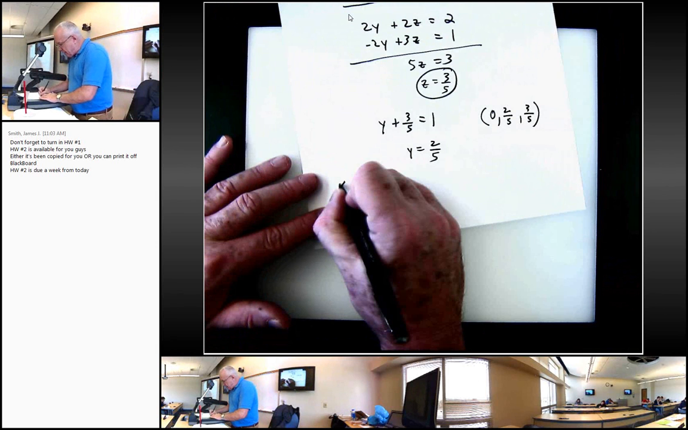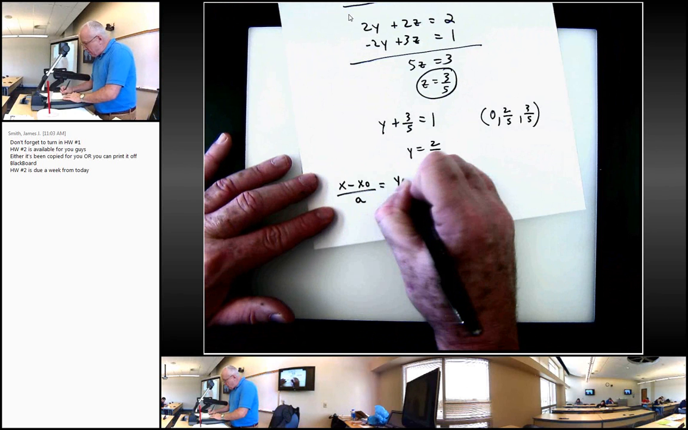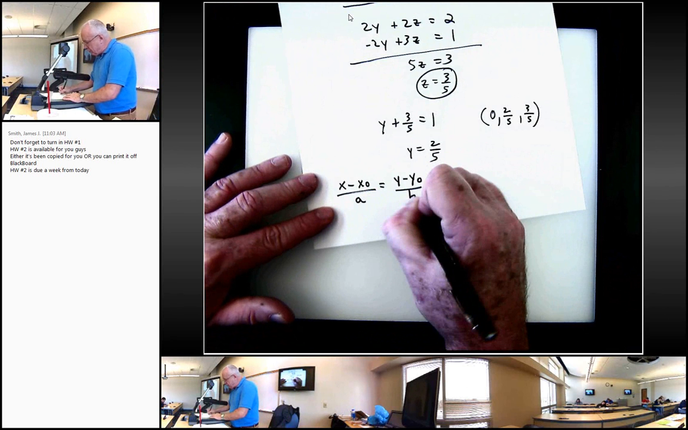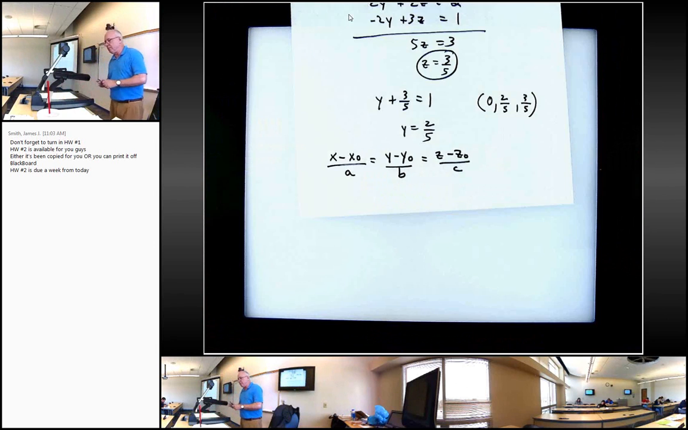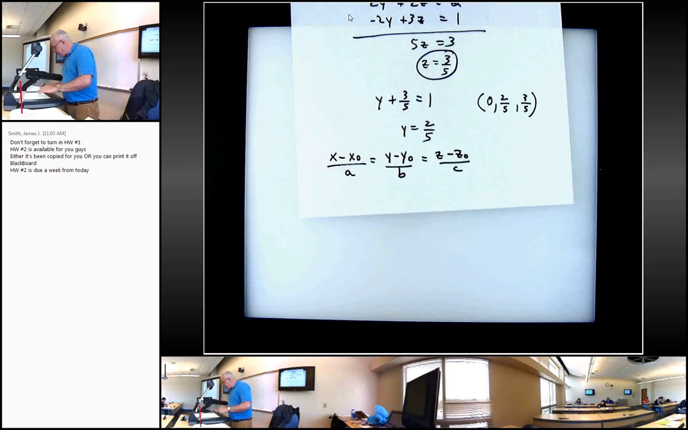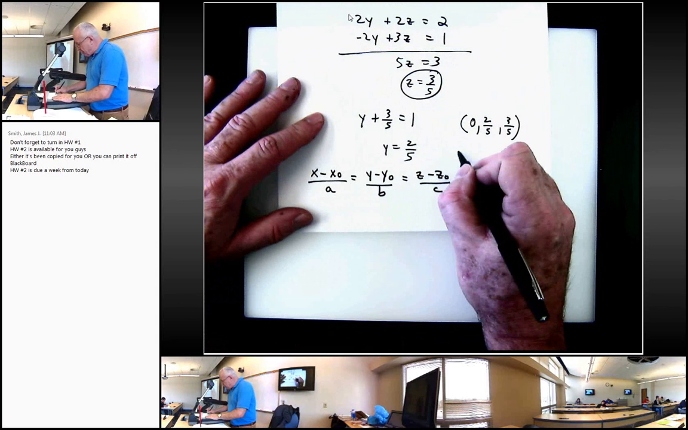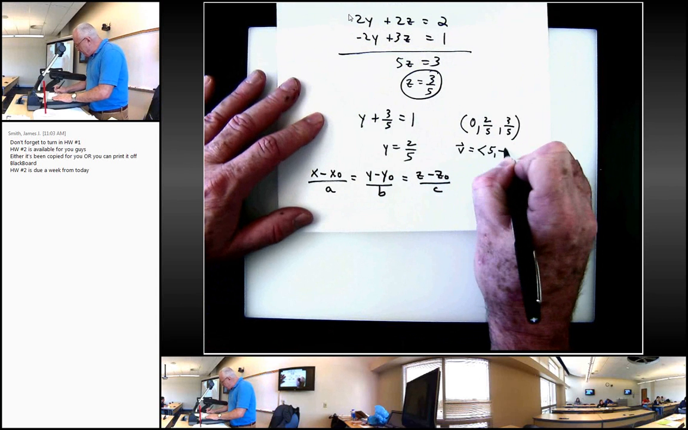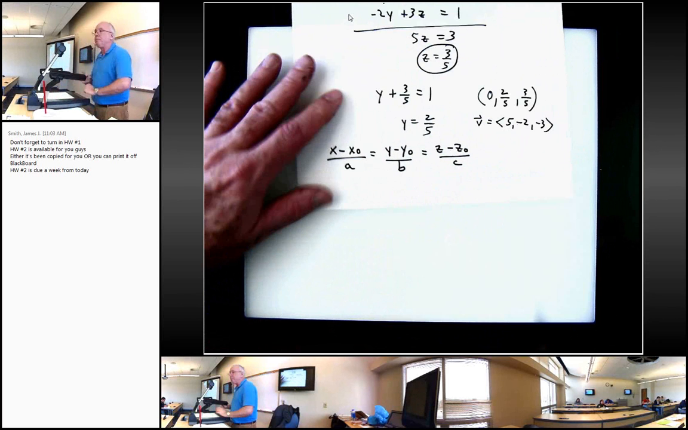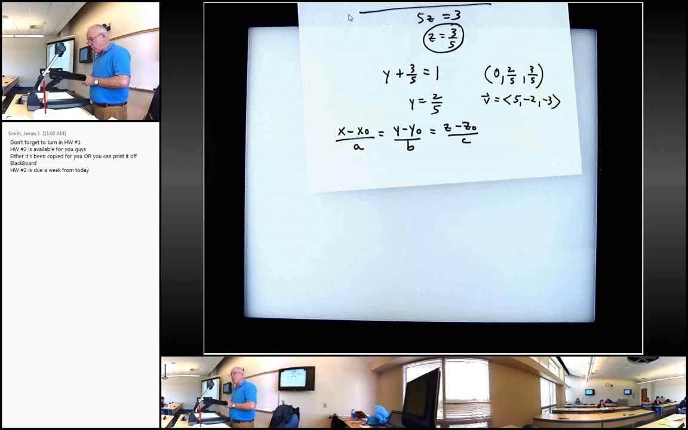That's going to be x minus x naught over the direction number equals y minus y naught over the direction number equals z minus z naught over the direction number. Okay? Now, let me write again here what our direction vector is. Our direction vector that we found was 5, -2, and -3. Okay?